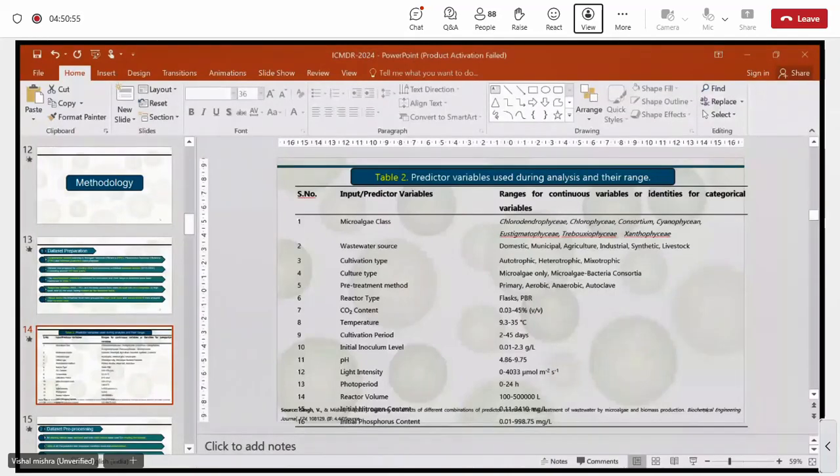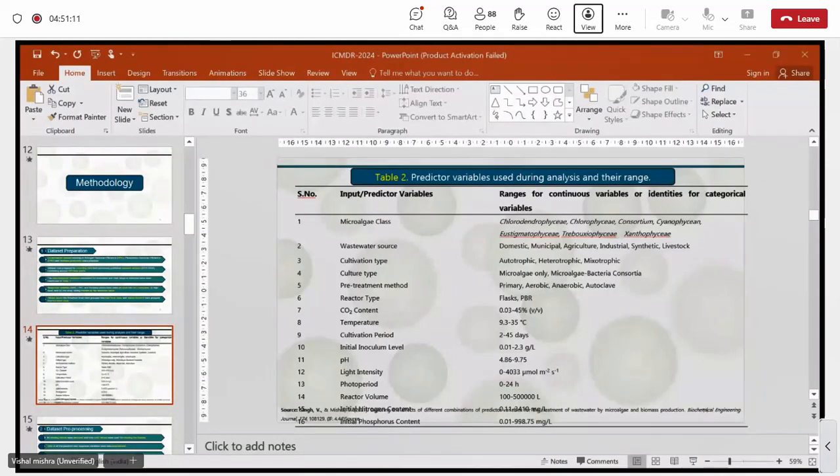Cultivation type was autotrophic, heterotrophic, and mixotrophic. Then culture type was macroalgae or macroalgae-bacteria consortia. They both were taken together just to check the efficiency of the model and how much more surplus we can obtain compared to macroalgae alone.